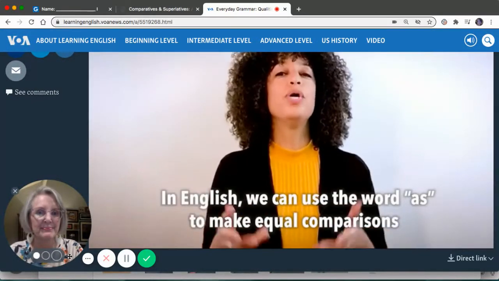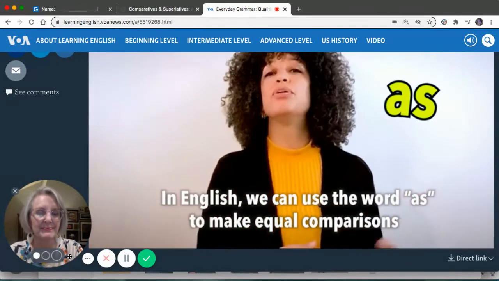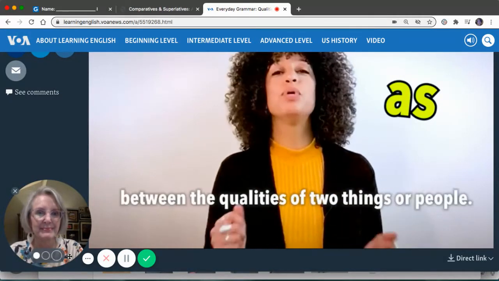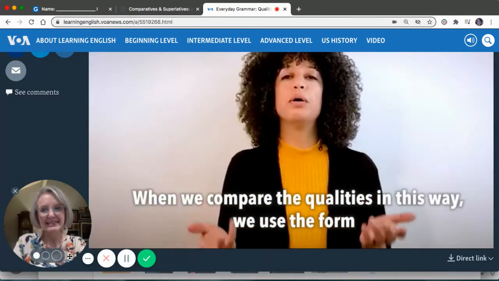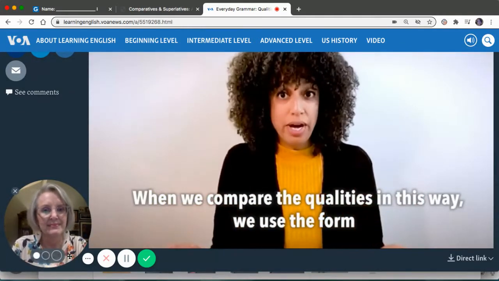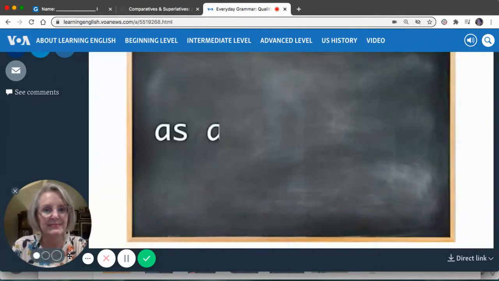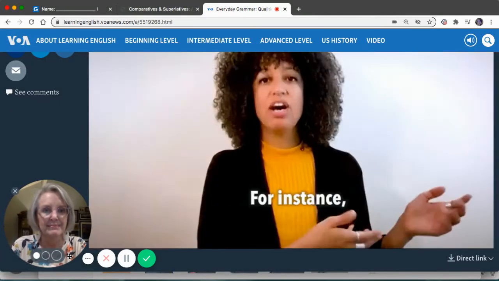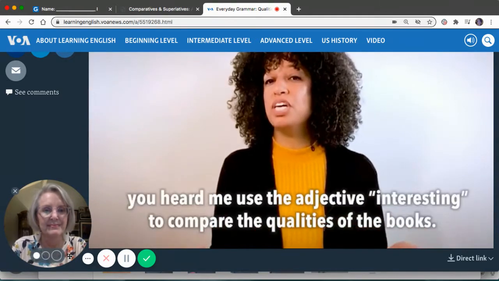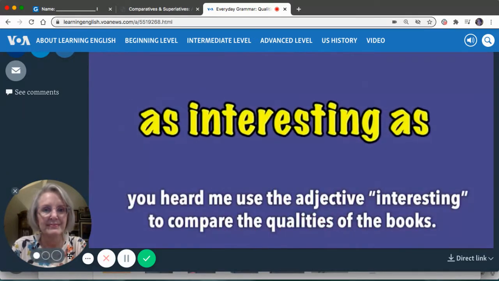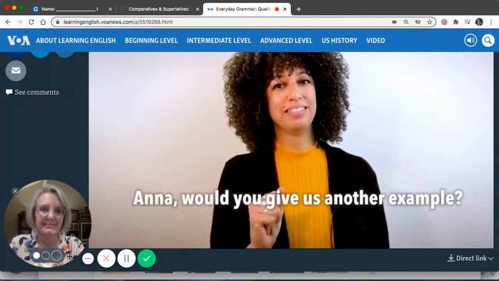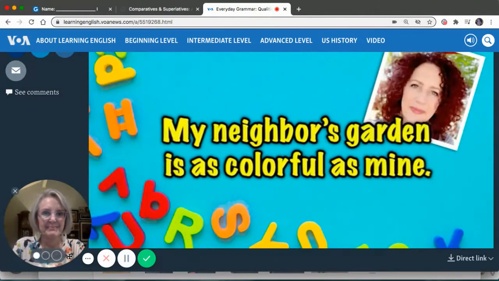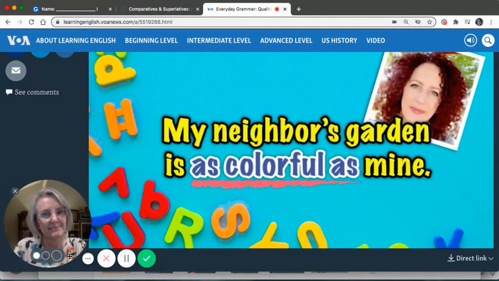In English, we can use the word as to make equal comparisons between the qualities of 2 things or people. When we compare the qualities in this way, we use the form as adjective as. For instance, you heard me use the adjective interesting to compare the qualities of the books. Anna, would you give us another example? Sure. My neighbor's garden is as colorful as mine.